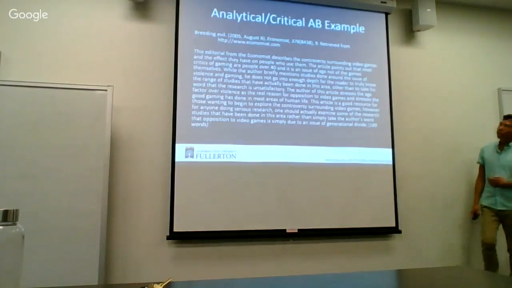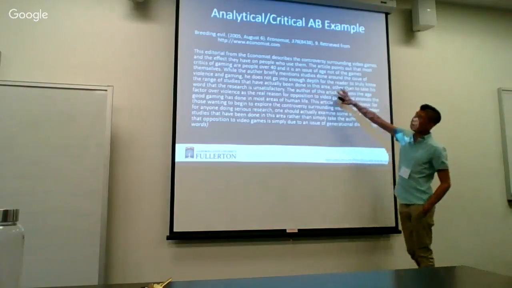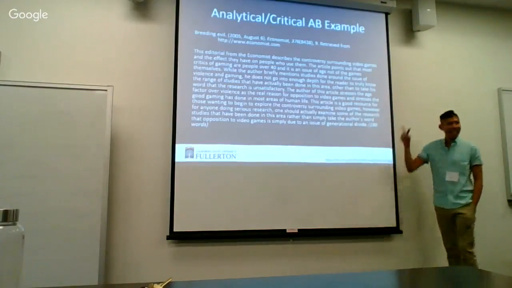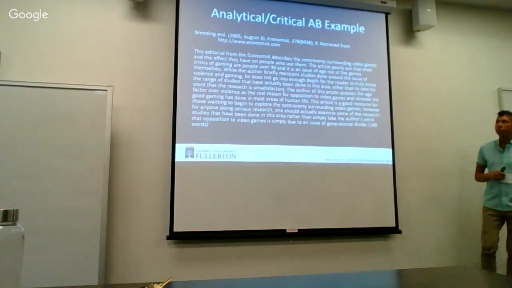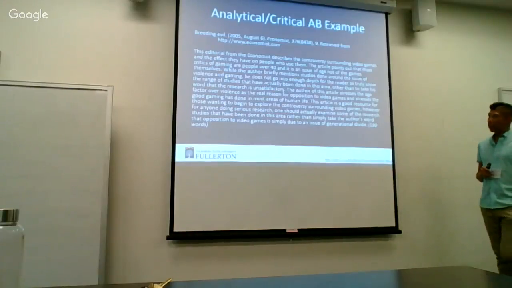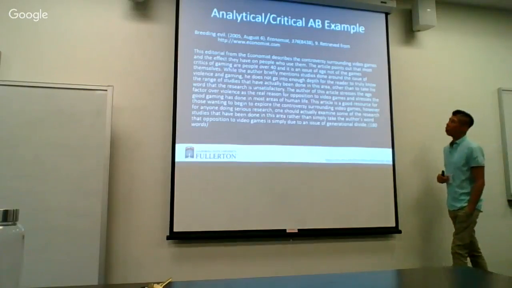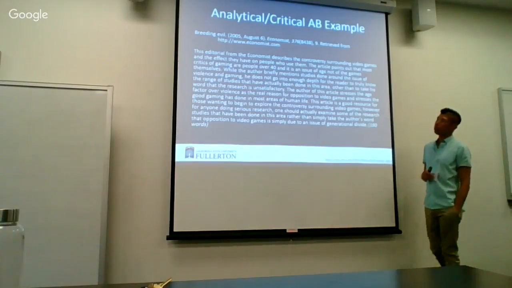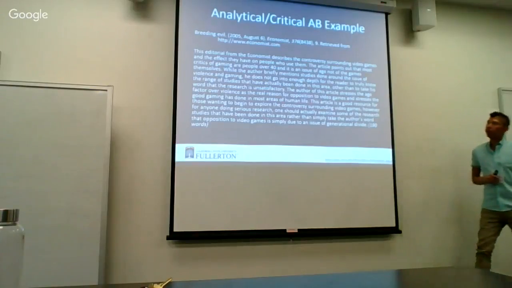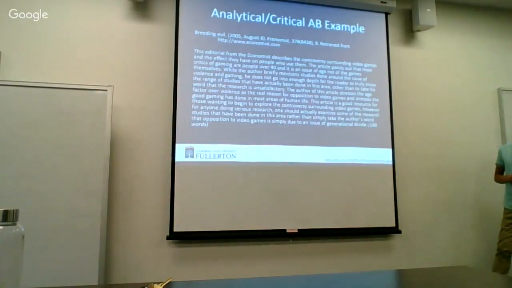So let's take a look at the previous example that we had from The Economist, but looking at an analytical critical A/B. This editorial from The Economist describes the controversies surrounding video games and the effects they have on people who use them. The article points out that most critics of gaming are people over 40, and it's an issue of age, not of the games themselves.